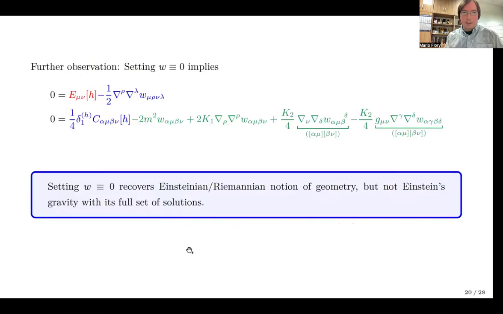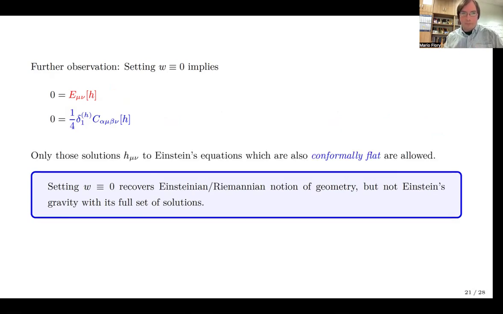There's a different problem that arises. If you look at these equations of motion, you may be tempted to just, for simplicity, set W equals 0 again, going back from this exotic area metric-like geometry to the regular Einsteinian or Riemannian type of geometry that you're familiar with. If you do that, these terms here drop out, and you're left with two conditions for H. One being Einstein's linearized equations, the other one being this change of the Weyl tensor.